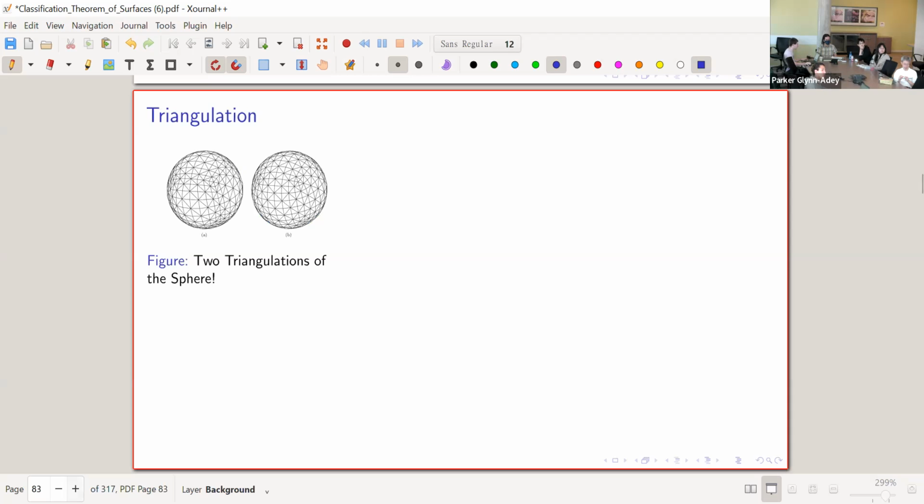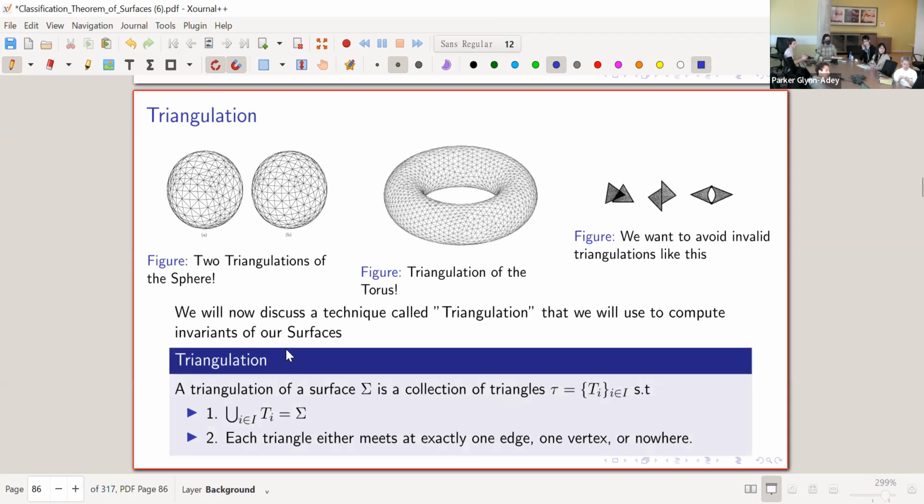Okay, so now let's go into triangulations. This is a technique we can use to develop invariants of our surfaces. Remember, we said invariants are a very useful tool for classifying mathematical objects. So we say a triangulation of a surface sigma is a collection of triangles tau, such that the union of all of the triangles, as you can see here, makes up the surface. And also they have to be connected in a certain way. So they either meet at one edge, one vertex, or nowhere. So you can't have stuff like this where they're meeting at two vertices, or meeting at a half edge, or overlapping. They have to obey that rule.